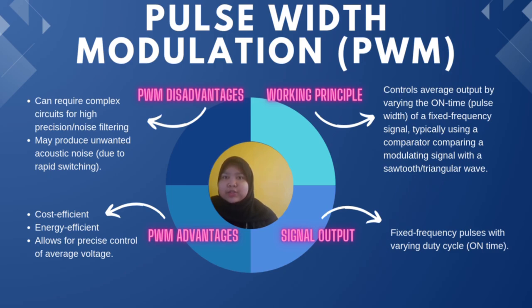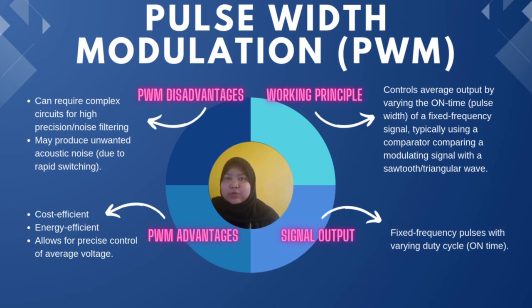Pulse width modulation, commonly known as PWM. This is a very common technique used across various electronic applications, from controlling motor speeds to dimming LED lights. For the working principle, PWM controls the average output by varying the on-time or pulse width of a fixed frequency signal. This is typically achieved using a comparator that compares a modulating signal with a sawtooth or triangular wave. The point at which these two signals intersect determines the width of the resulting pulse.